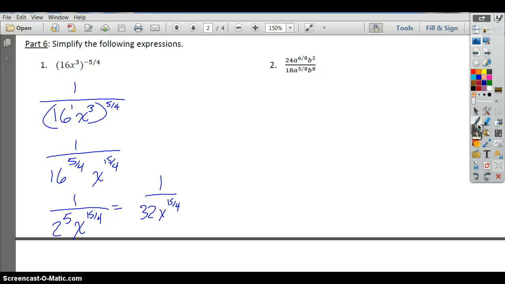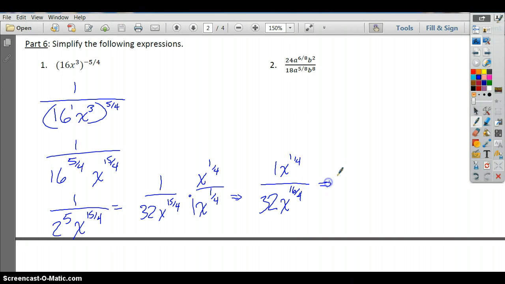So to get rid of x to the 15/4, I want to make this a whole number. So I'm going to multiply this by x to the 1/4 on top and bottom. Because remember, what do we do with exponents? When we multiply, we add these two. So what you're going to be left with is 1 times x to the 1/4 at the top. Sweet. And then I have 32x to the 16/4 here. Remember, 15 plus 1 is that. This is 32 times 1 is 32.